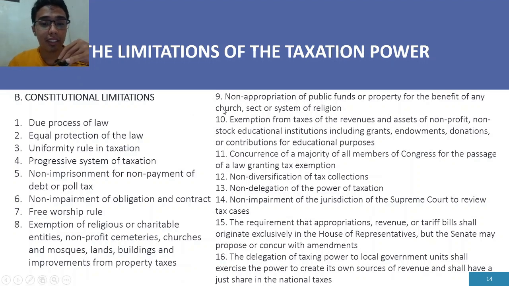Number 9, non-appropriation of public funds or property for the benefit of any church, sect, or system of religion. Okay. This is to highlight the separation between the state and the religion. Government should not favor any particular system of religion by appropriating public funds or property in support thereof.